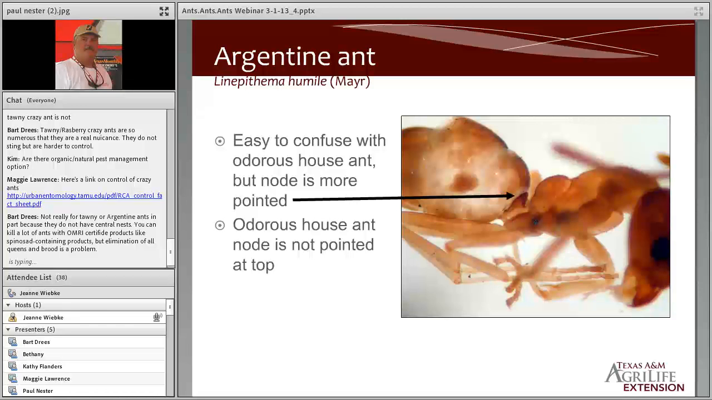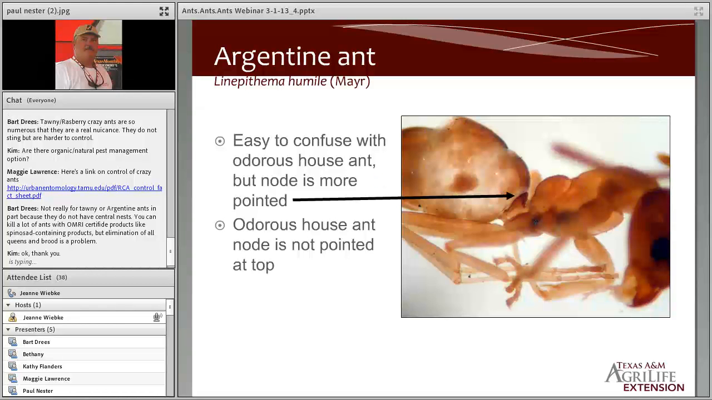It is easy to confuse with the odorous house ant. Again, this ant does have the single node, very pointed, whereas the odorous house ant is not as pointed. Also, the odorous house ant tends not to have the numbers of ants that this ant will have, and the Argentine ant is mostly found outdoors. And interestingly enough, it can be associated with the base of trees. You might see it around the base of trees and see the ant going up and down the larger trees. So a lot of times you'll see a little nesting area below the trees, as opposed to the tawny crazy ant, in which you will not see a specific nesting area.